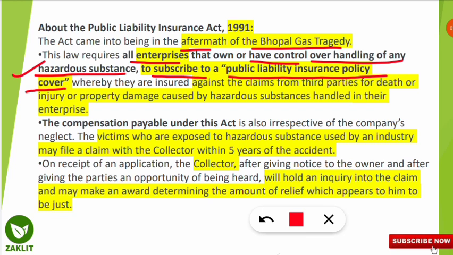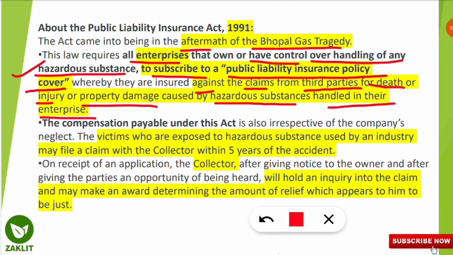So this insurance is against which claims? The claims from third parties for death or injury or property damage caused by the hazardous substances handled in their enterprises. So for example, in any company or industry, there is a leakage of the hazardous substance, and because of that there is death of people or injury to people or any damage, then that should be covered under this policy. The enterprises will be responsible for the compensation.